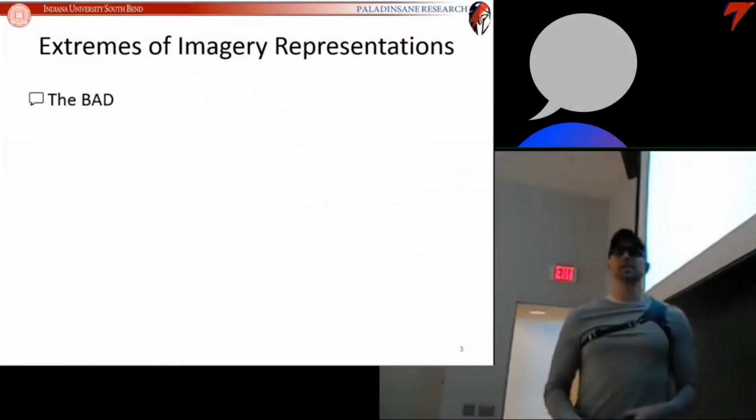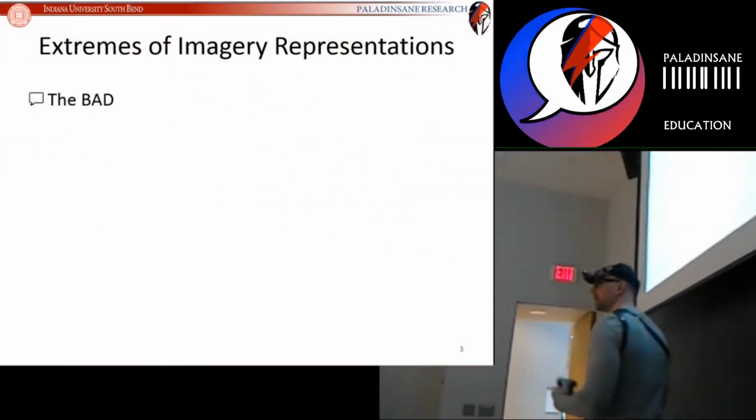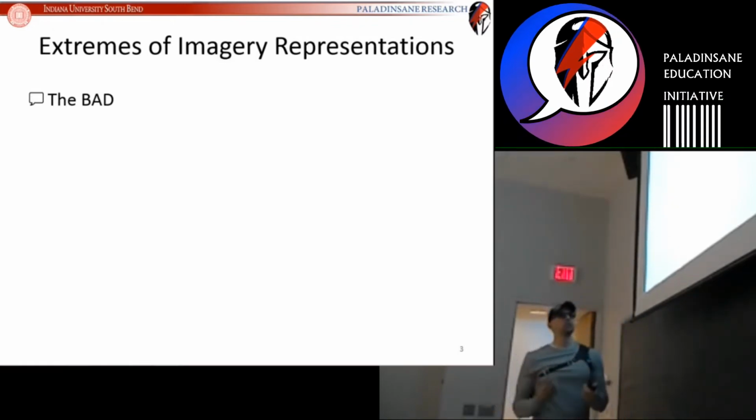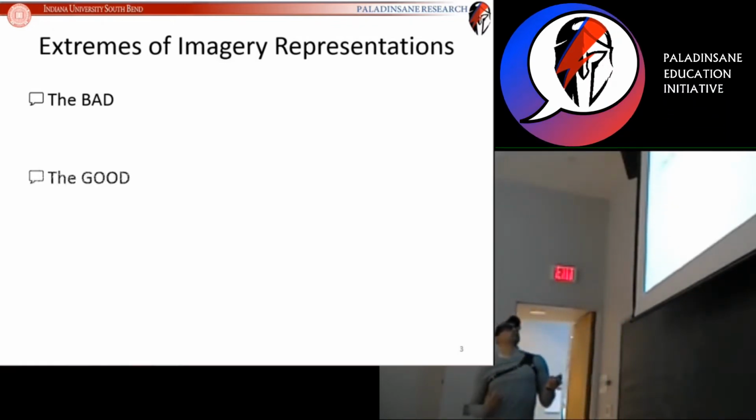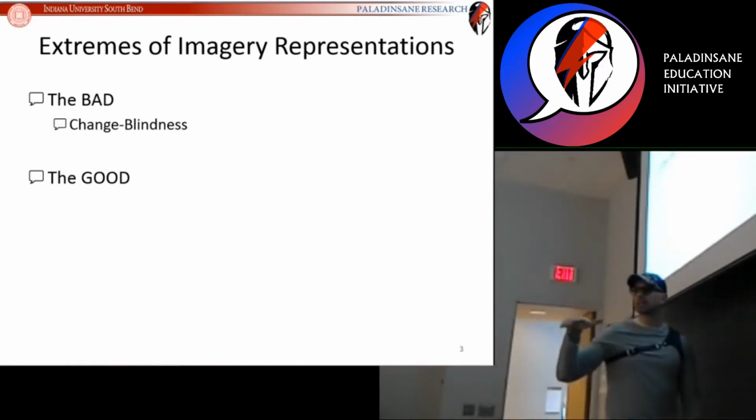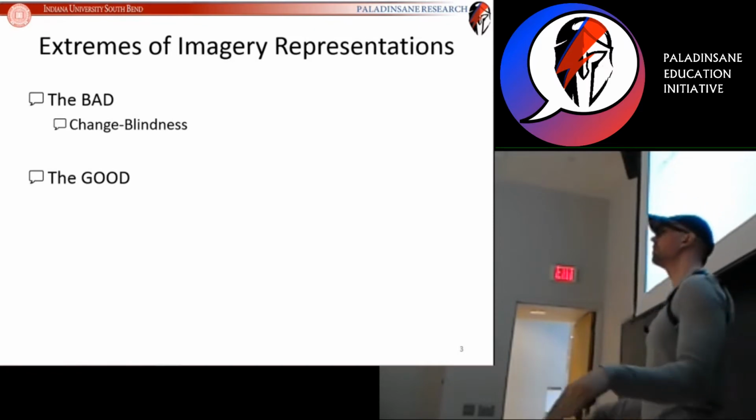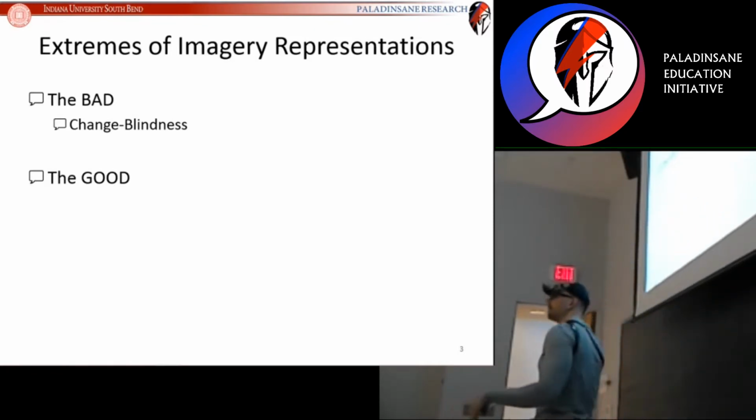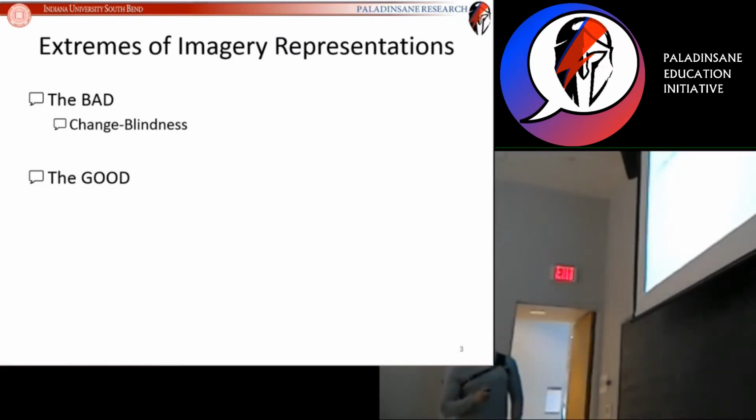Last time we took a look at imagery and imagery representation. And we mentioned that there was the bad and the good. The bad was change blindness. This really indicates just how poor a lot of our representations are. I shouldn't say poor because there's a judgment there. They're great representations. They do exactly what they're meant to do. They're just not as detailed as we thought they were.